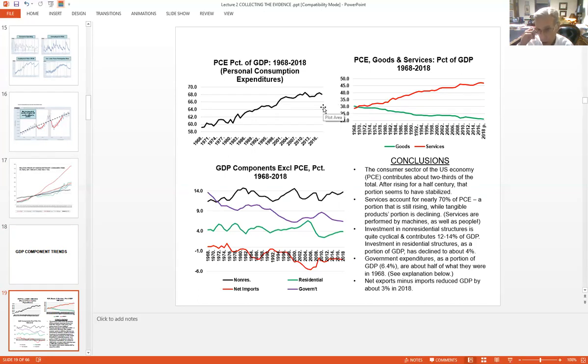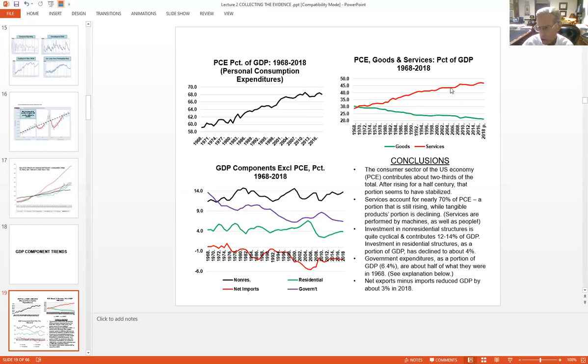So that's a pretty large portion. And so we say that ours is a consumer-led economy. Now, let's take this amount and come over here on the right side. And what do we see?